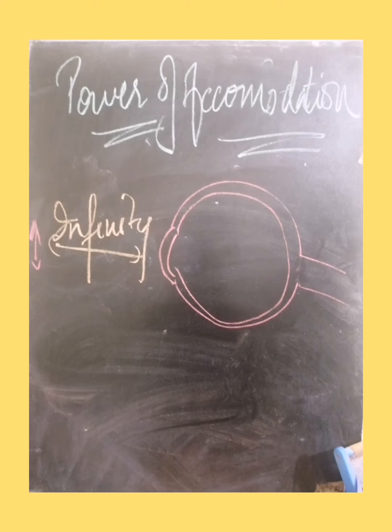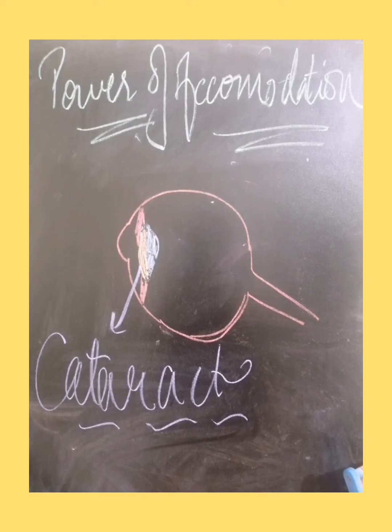And how far can we see? That is infinity. So the power of our eye is to see images from infinity to 25 centimeters from our eye, right? Now there is a disease related to the eye, that is cataract.